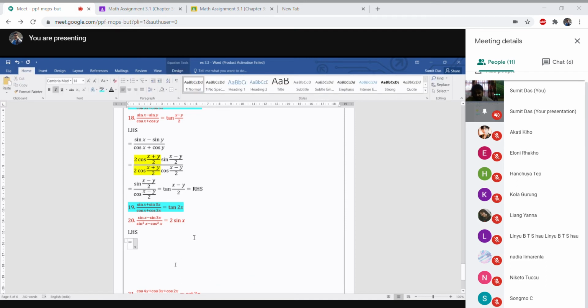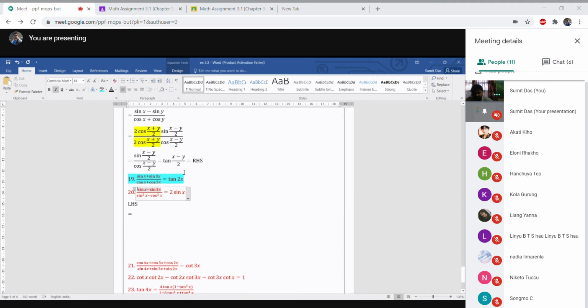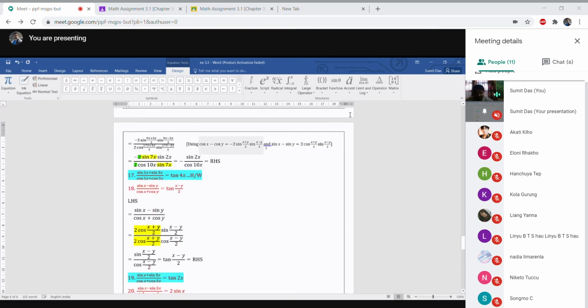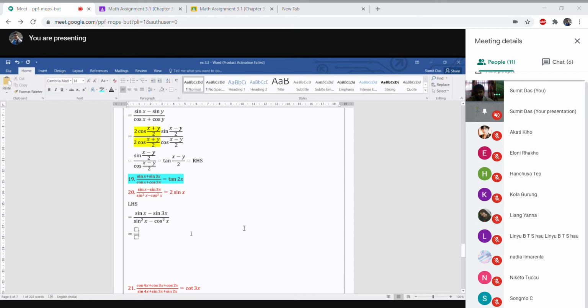Okay, so in question number 20, let's start. Here also you can see we have to use the same formula. First I will use sin x minus sin 3x, that means the sin x minus sin y formula, right? Which formula? This formula, sin x minus sin y. This formula we have to use.